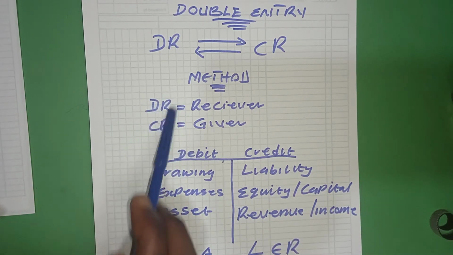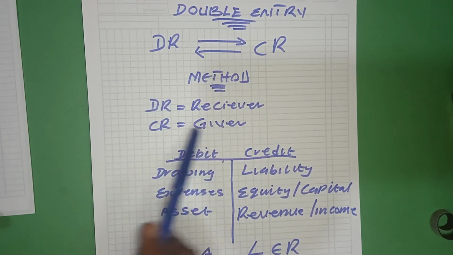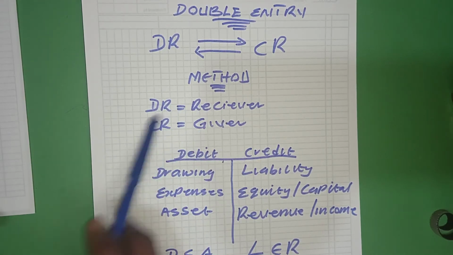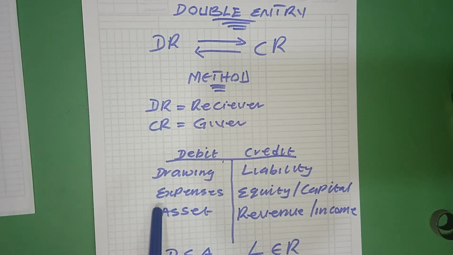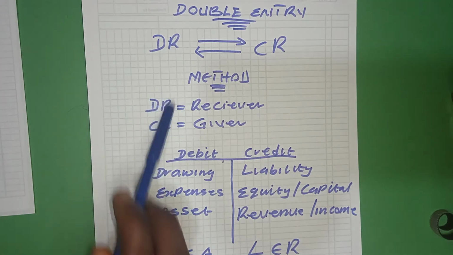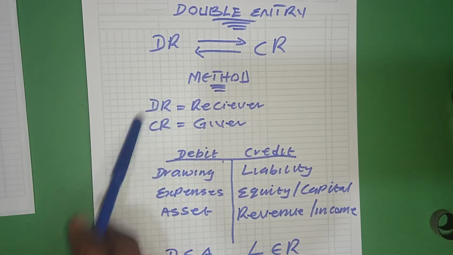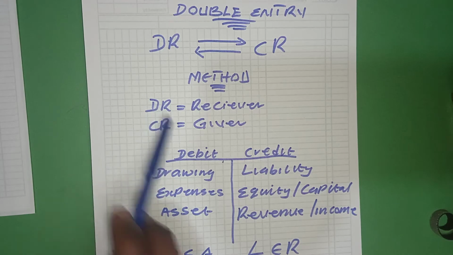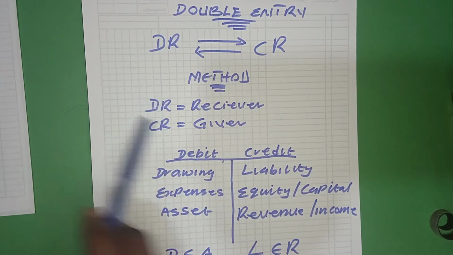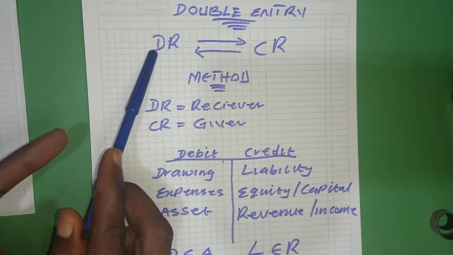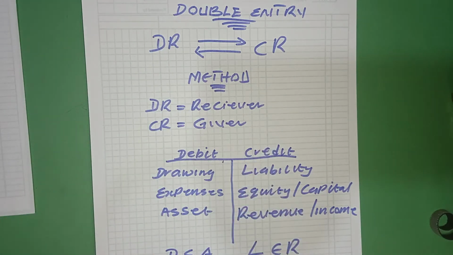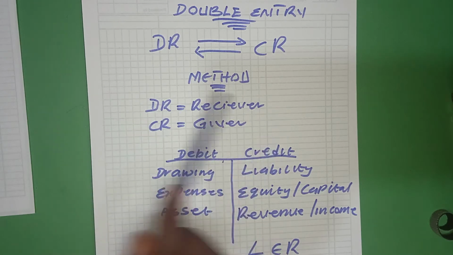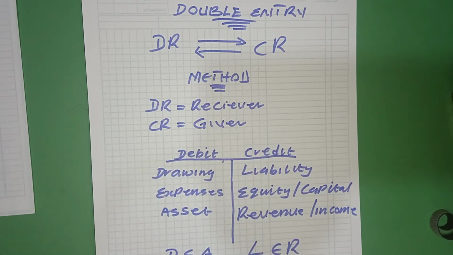Now, when you are receiving, Mr. B is giving you. That is why you are receiving. I don't know if you understand. You are receiving a car from Mr. B. Mr. B is giving you a car. That is why you are receiving. That is why we say for every debit, there must be a credit. Now, you can use this method to solve double entry, but you can also use this one, which makes it easier and more explicit.